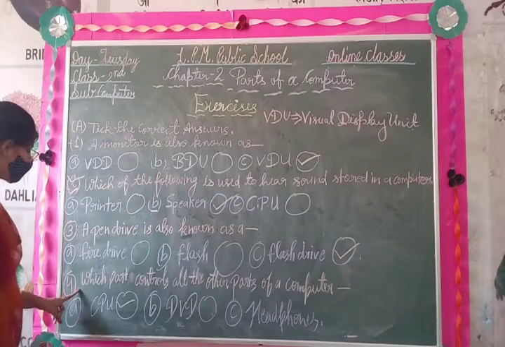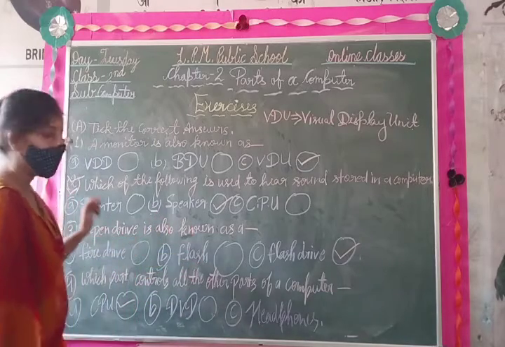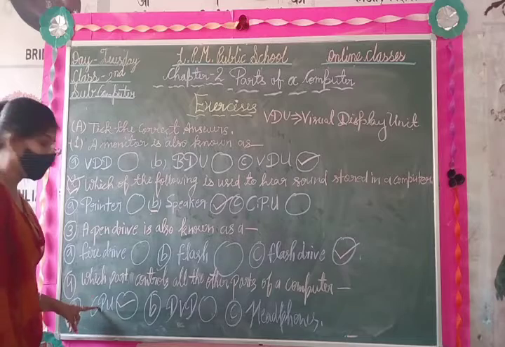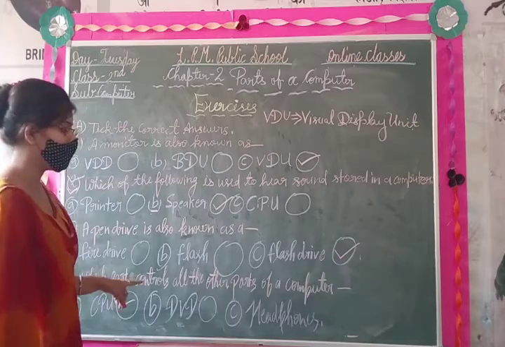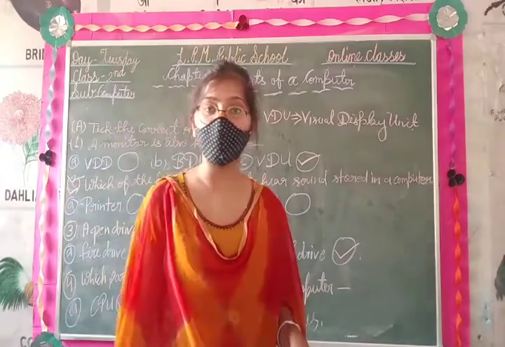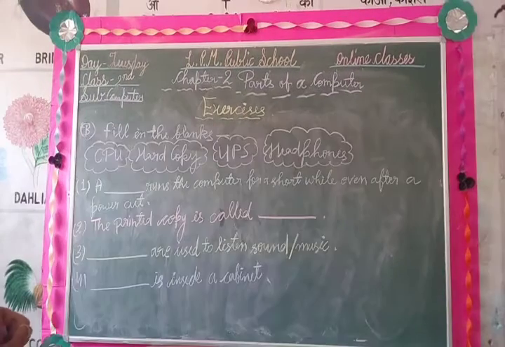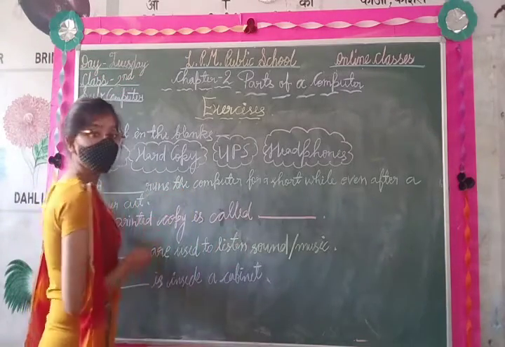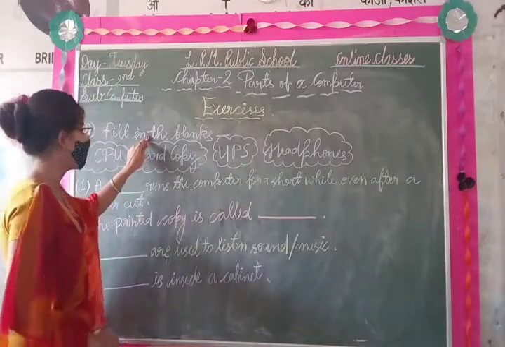Question number 4, which part controls all the other parts of a computer? As we know very well, you can say CPU, its Central Processing Unit, is the part that controls all the other parts of a computer. CPU controls all the other parts of the computer. So student, as you know very well from your exercise, question number B is fill in the blanks.